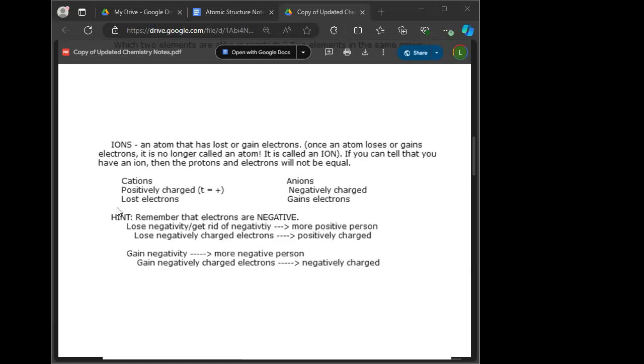There are two different kinds of ions. There are cations, and then there are anions. Cations are supposed to be positively charged. They're positively charged ions, and they form from atoms that have lost electrons.